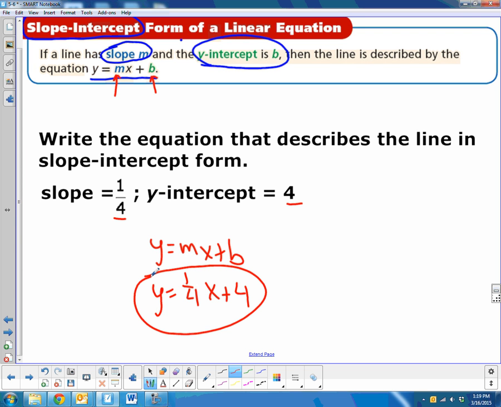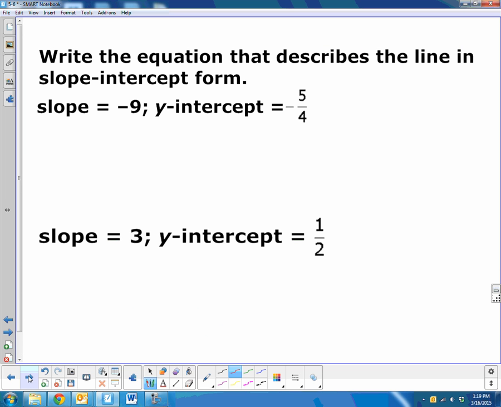So you're given the information. You need to put it in the right spot. M is the slope. B is the y-intercept. For these two, it shouldn't take you more than a couple seconds. Pause it, write the equation in slope-intercept form, given the slope, given the y-intercept, and then compare to my answers.